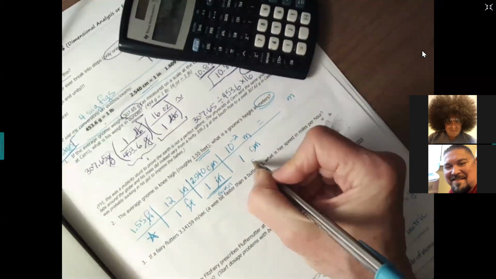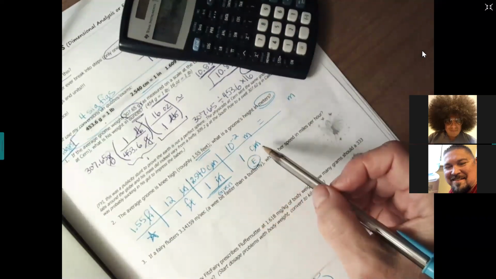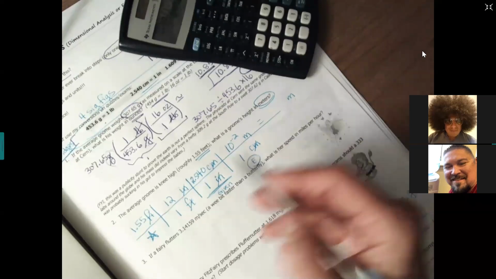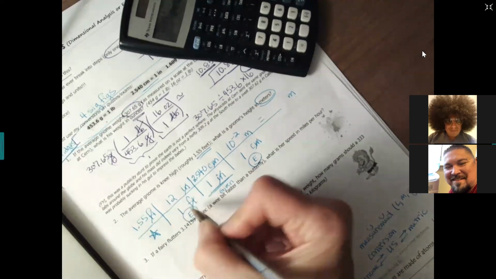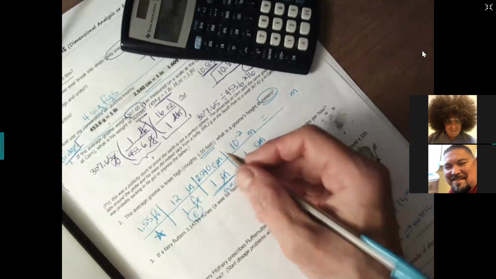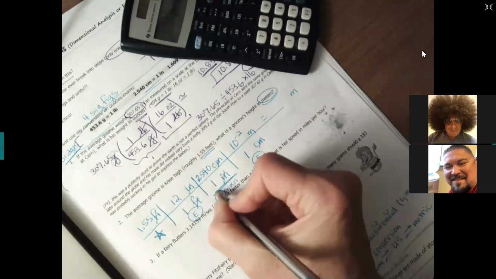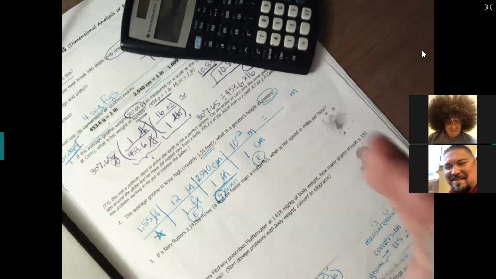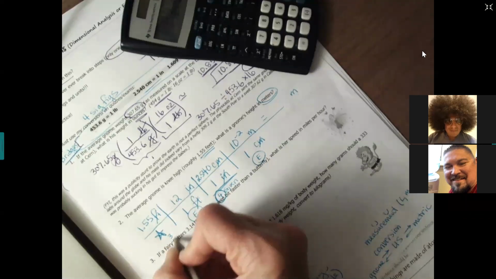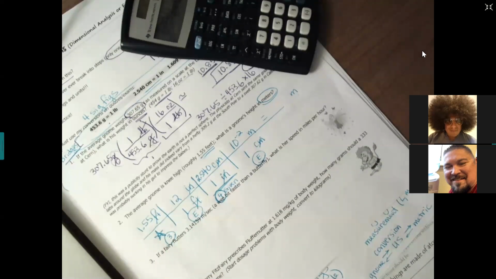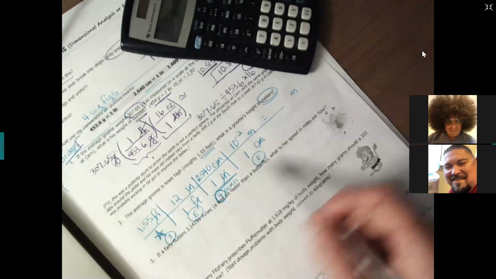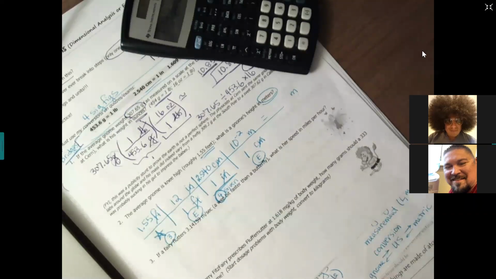This is exact, because we're going between metric and metric, and this is exact, 12 inches to a foot. This one that's given has 4. If you want to say it's exact, that's fine. I don't care, because it turns out the original number limits us. The numbers that I give you in these problems are measurements, and they always limit your sig figs.